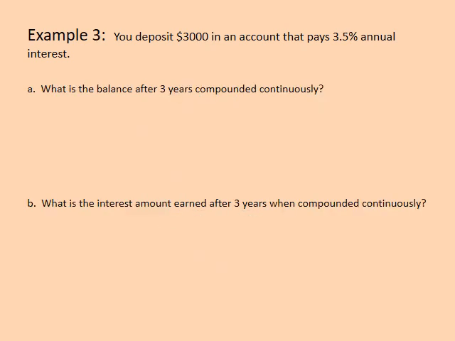Our third example starts out with a different amount of money and a different interest rate, and it's going to ask us a variety of different questions. So you deposit $3,000, so this is going to be our P value, in an account that pays an annual interest of 3.5%. So this is our r as a percent, and we're going to write it as a decimal. So r is going to be 35 thousandths.